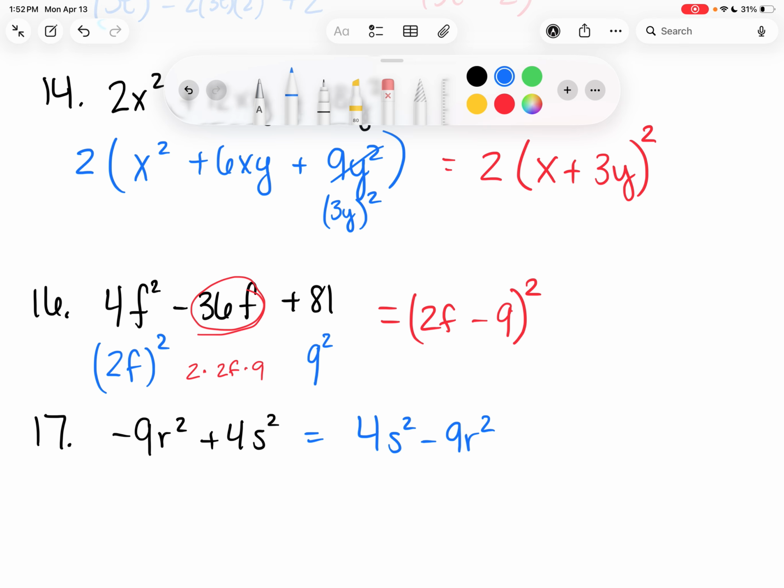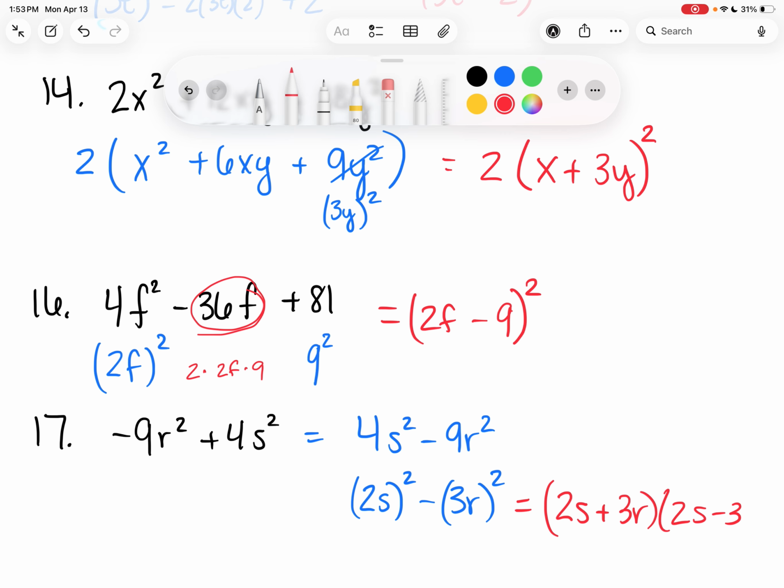Now, is 4 something squared? Yep, so this is 2s all squared. Minus is 9 something squared? So that would be 3r all squared. So now I have 2s squared minus 3r squared. So what is this? Two options. We have two special types. Which one is it? The difference of squares. Thank you. I forgot what you were asking. So 2s plus 3r and 2s minus 3r.